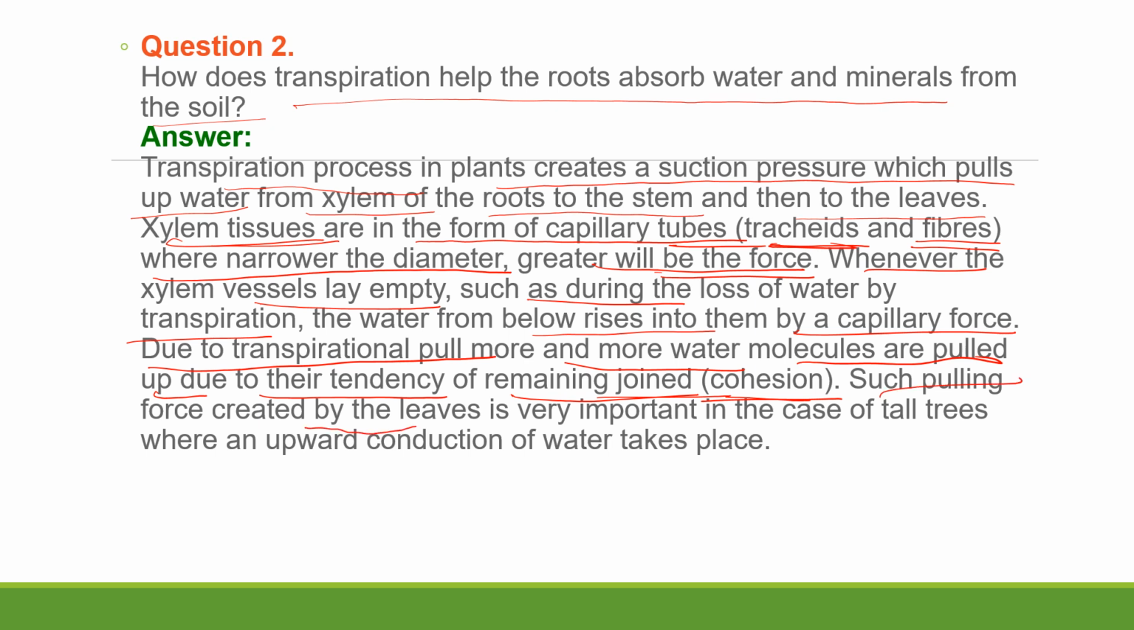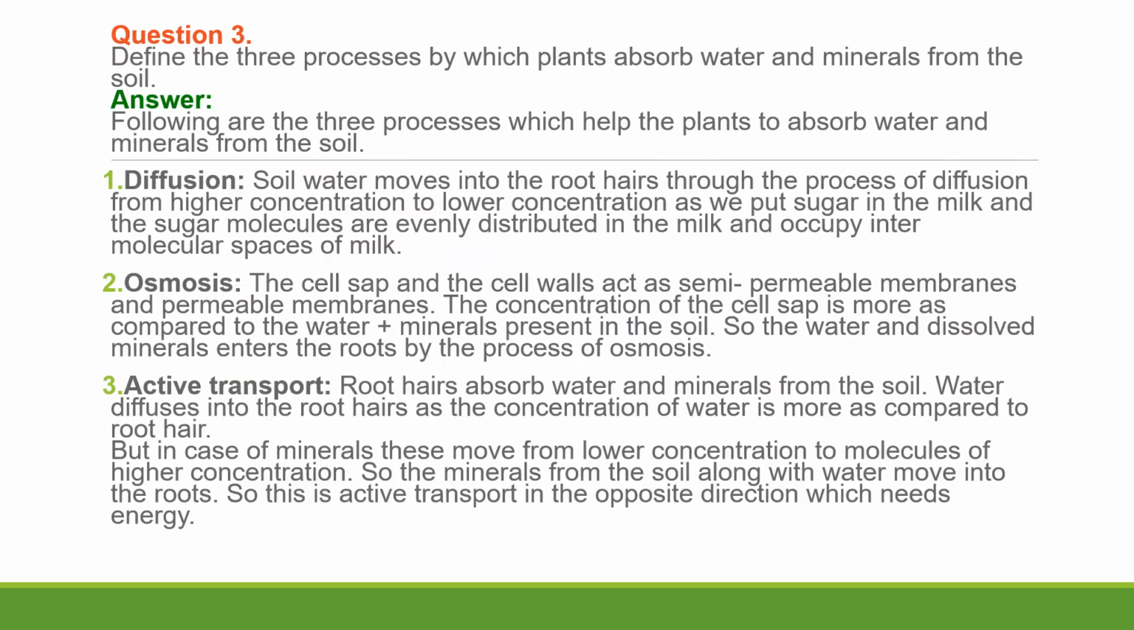Now this pulling force is created by the leaves. It is very important in tall trees, where the upward conduction of water takes place. In shorter plants it's fine, but in tall plants it's very difficult to create that pull. So that pull is helped by transpiration. Transpiration causes a huge water loss, which leaves the xylem vessels empty. So due to that cohesive force, that pressure, the capillary pull and all, the water will rise up gradually, right?